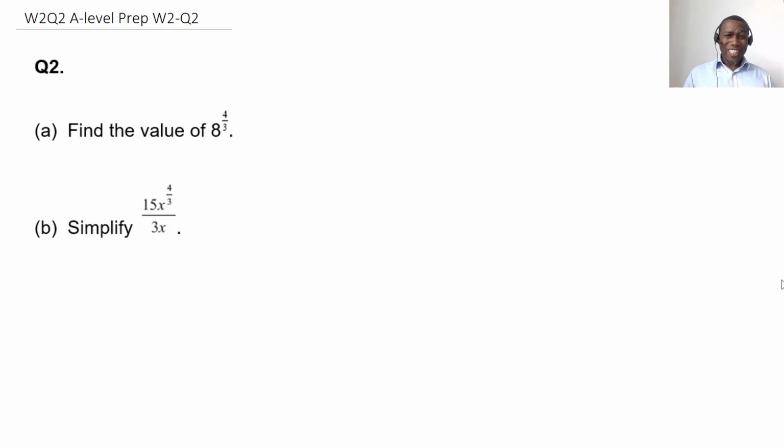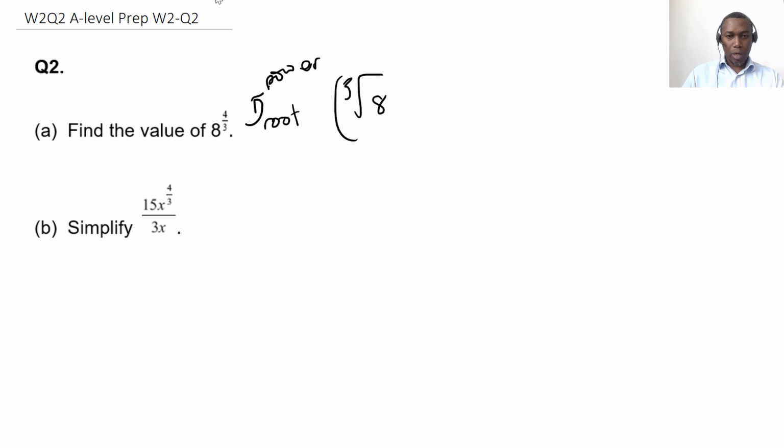Number 2, and I probably should have put number 2 first. That would have been a nicer introduction. Hopefully you had no issues here. We're working anti-clockwise. I want the cube root, so root and then power. The 3 is the root and 4 is the power. So we want the cube root of 8, and whatever that is, we raise it to the power of 4. That is indeed 2, so 2 to the power of 4, which gives us 16.